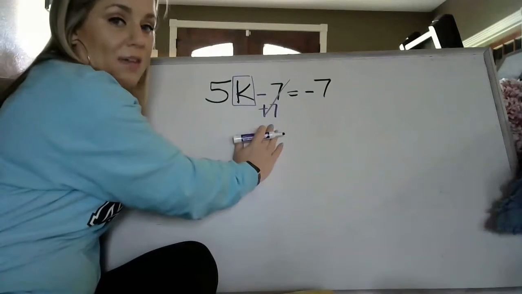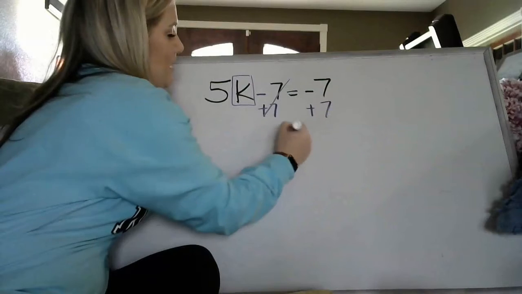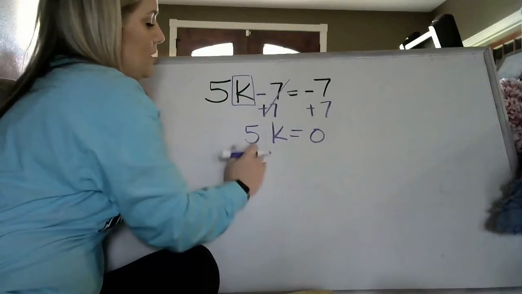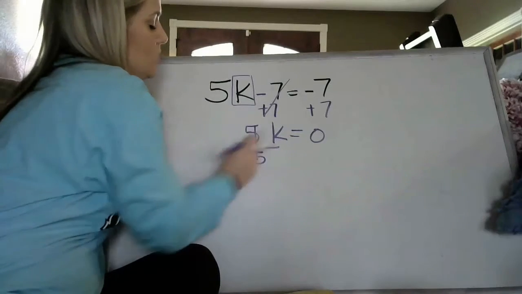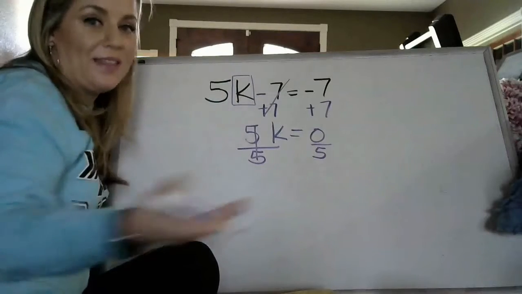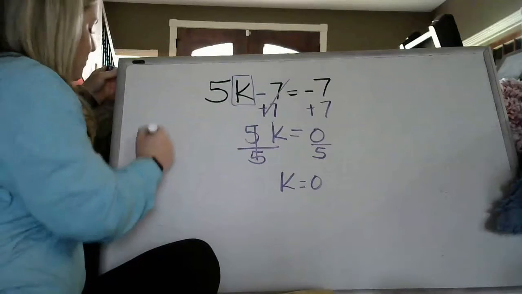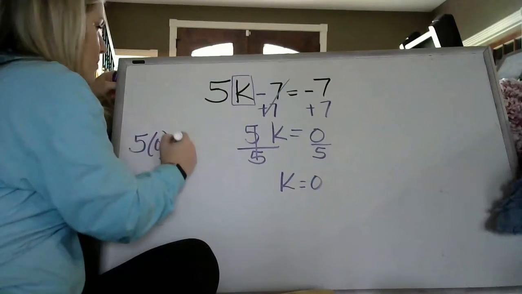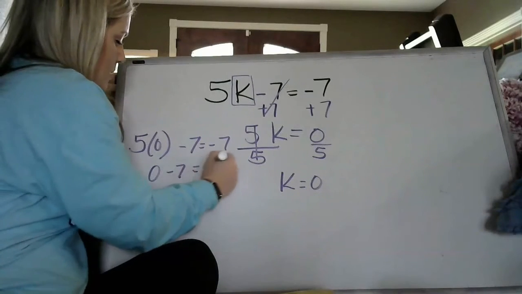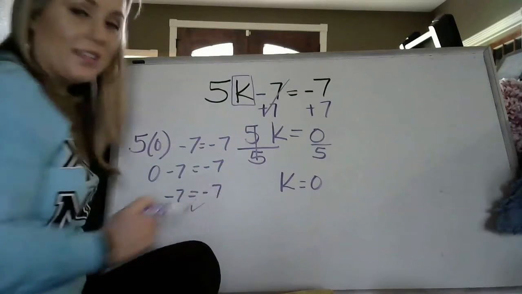And if I add 7 to the left side, I've got to add 7 to the right side, right? So negative 7 plus 7, that's 0. Okay, so now we have 5k equals 0. I want to get rid of this 5, so I'm going to divide by 5, okay? So if I divide by 5 here, divide by 5 here, and we know 0 divided by anything is 0. So k equals 0. So let's put this in and let's check. Okay, so 5 times 0 is 0, and 0 minus 7 is negative 7. So that checks out. That is correct.